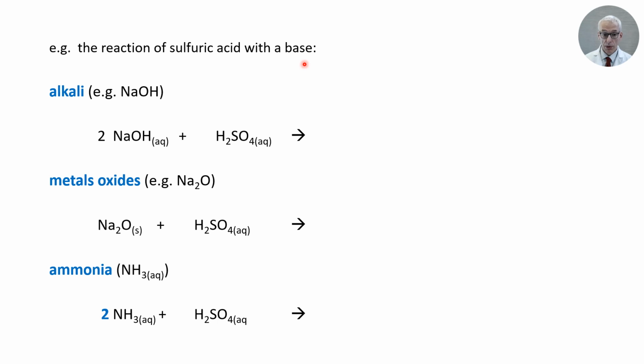Some more problems, the reaction with sulfuric acid. So we have an alkali, sodium hydroxide. I've given you the balanced reactants. Metal oxide, sodium oxide, the balanced reactants, and then ammonia, which has a slightly anomalous behavior as a base. So can you complete the products and balance for those 3 neutralizations? Come back when you are ready to check your answers.